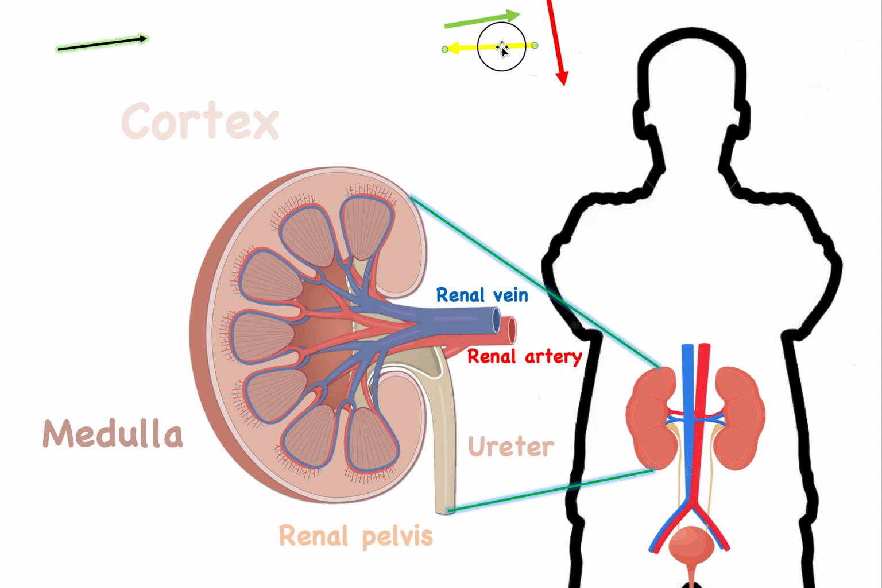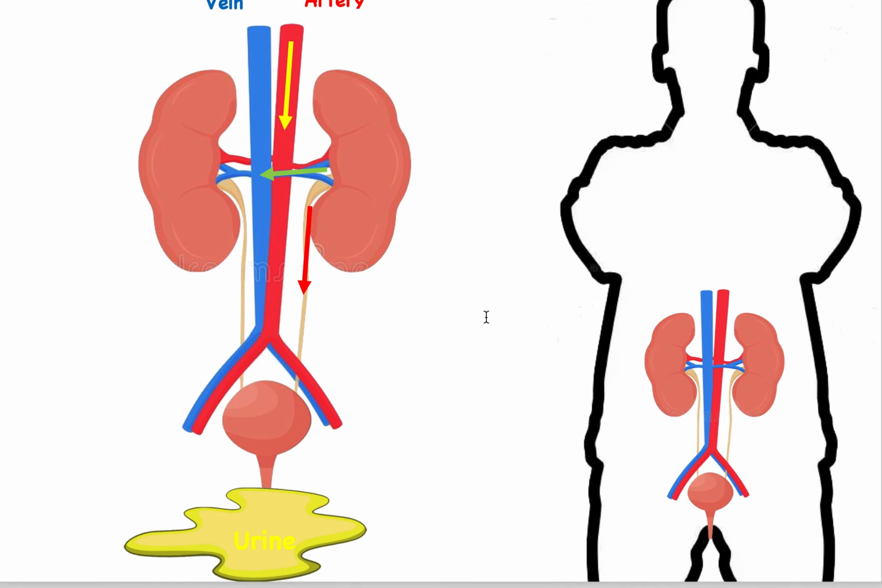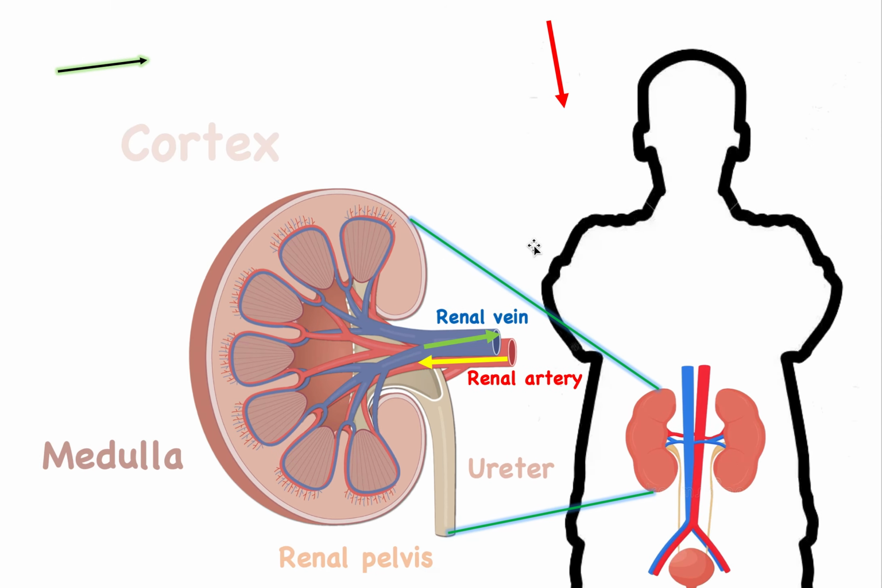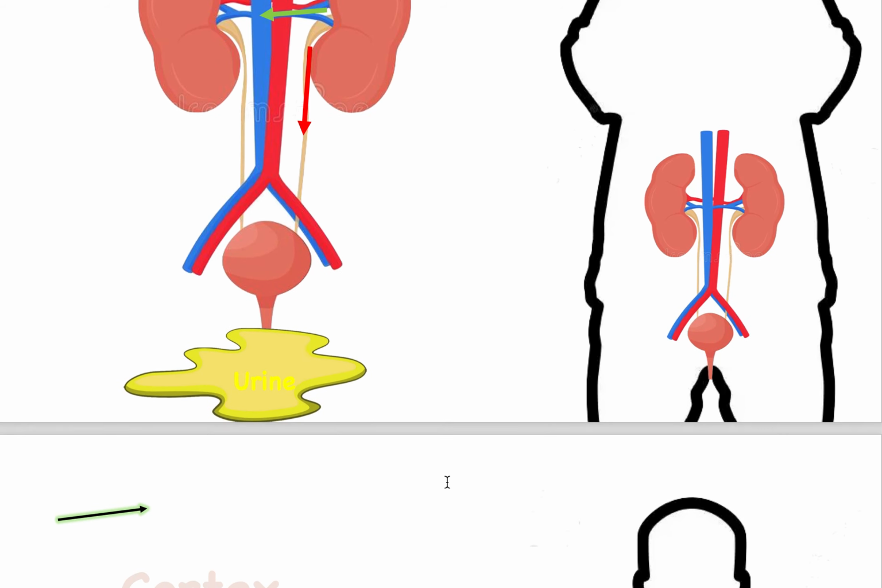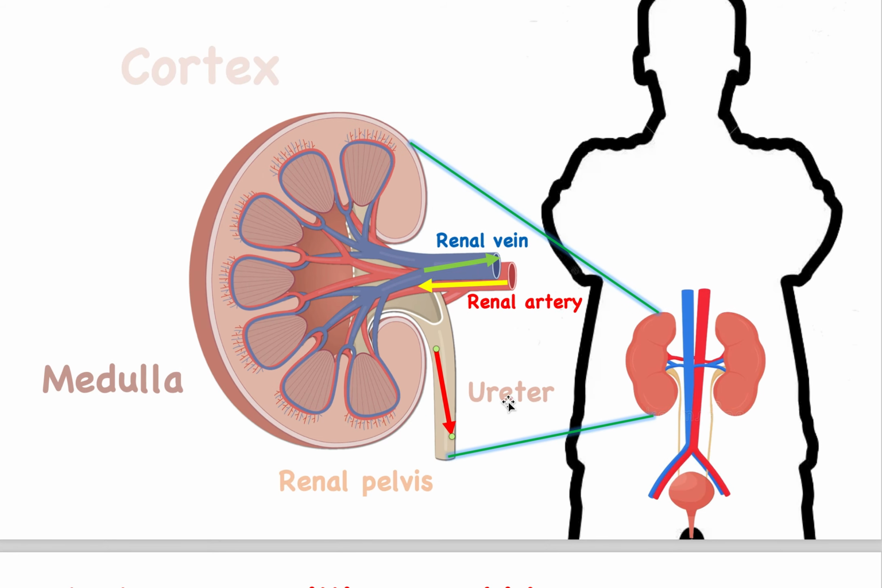So here we have it again. So I'm going to make it clear. Renal artery coming in. Renal vein going out. I just want to make sure the colors are matching here. Yeah, renal vein coming out. Ureter going down. Okay. Now let's follow the process a little bit. So here comes the unfiltered blood through the renal artery.